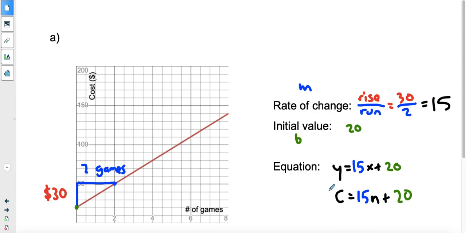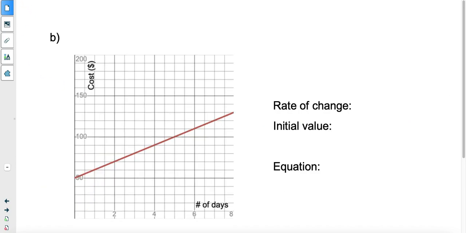So as you can see, we don't have to use y and x, so you might see different letters. But just to summarize, the two things we need to find the equation of a line: we need the rate of change and we need the initial value. Let's take a look at a couple other examples.